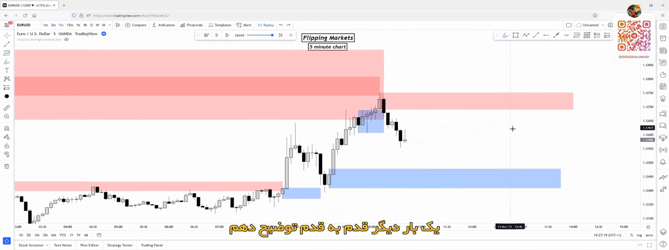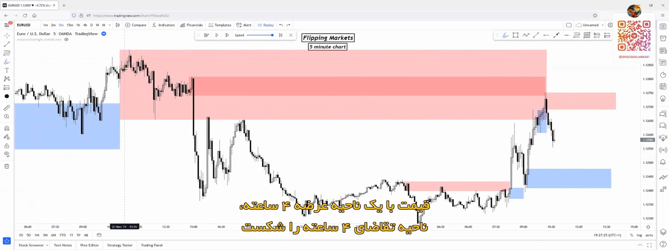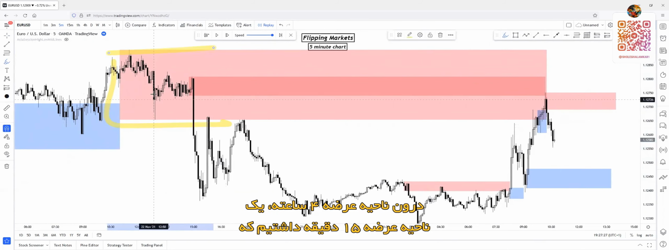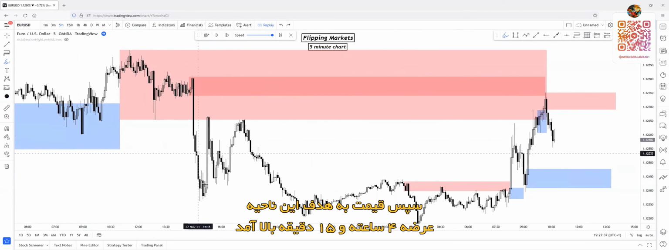Let me just walk through this again. So we had a 4-hour supply and a 4-hour demand zone. Price broke through this 4-hour demand zone with a 4-hour supply zone. Inside of that 4-hour supply zone, we had a 15-minute supply zone that created a huge inefficient push to the downside, a break of structure and a demand break. After this, price created an upside movement, levitated back up to this 15-minute and 4-hour supply zone.